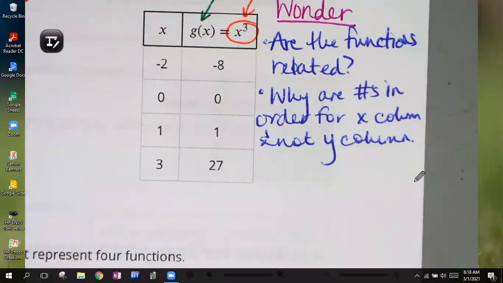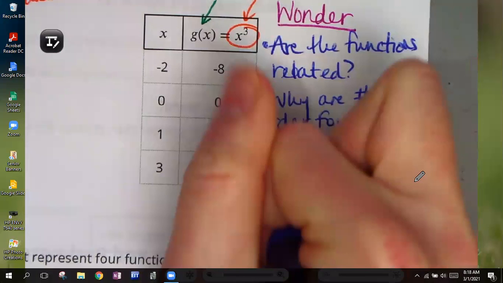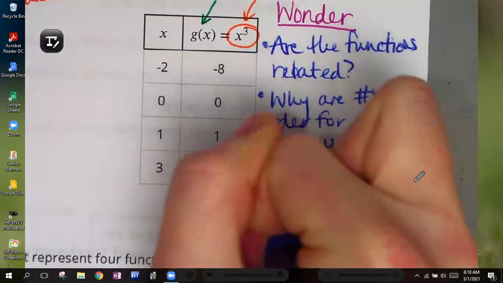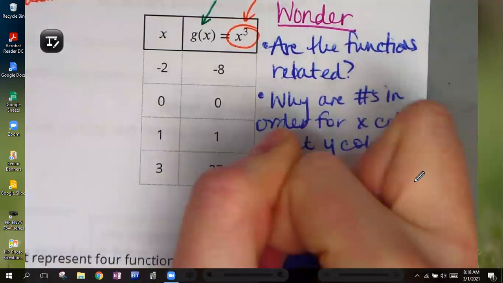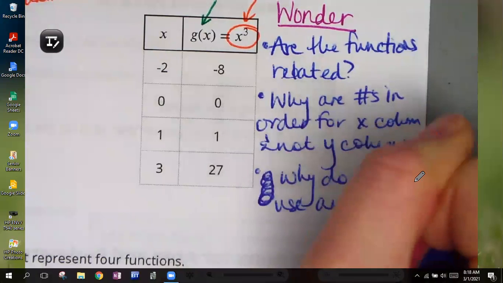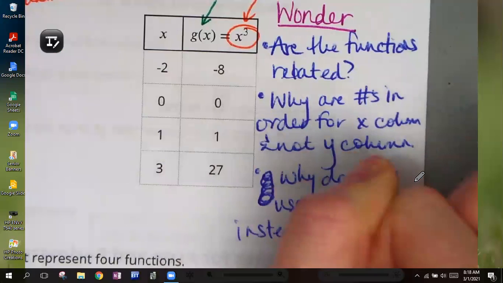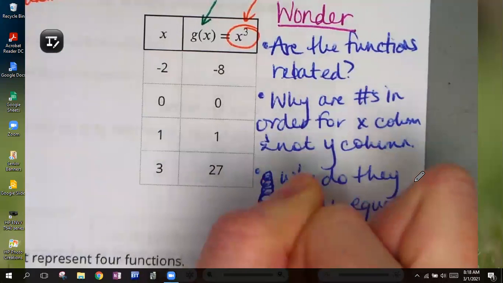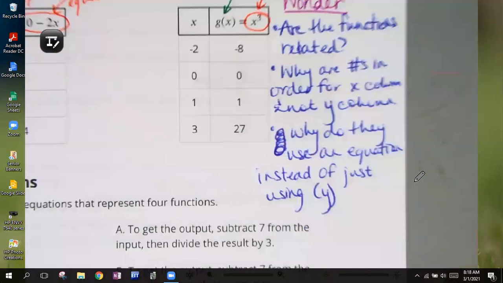Colby? I just said, like, why don't they use Y instead of the equations? Okay. Why? Oops, I literally wrote a Y. Why do they use an equation instead of just using Y? These are awesome. This is one of the best notes and wonders I've ever done, by the way.